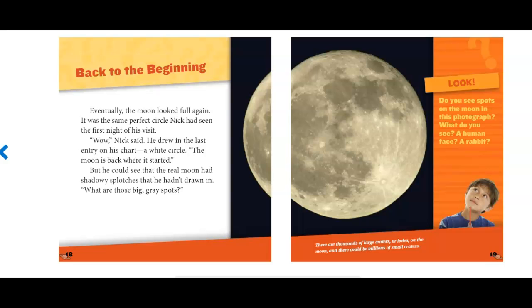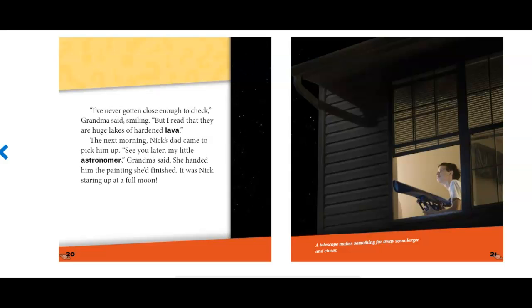Do you see the spots on the moon in this photograph? What do you see? A human face? A rabbit? There are thousands of large craters or holes on the moon, and there could be millions of small craters. "I've never gotten close enough to check," Grandma said, smiling, "but I read that there are huge lakes of hardened lava."